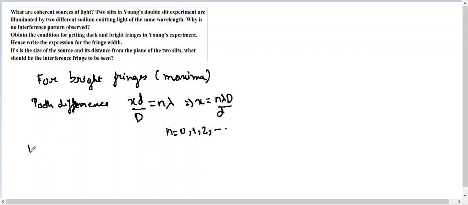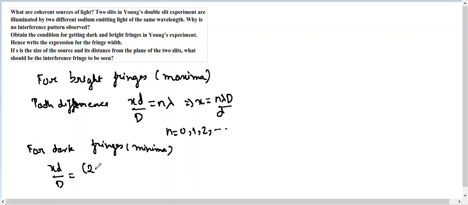Now for dark fringes, which we call minima, the path difference xd by D is given by (2n minus 1) by 2 lambda. That means x is equal to (2n minus 1) by 2 lambda D by d. Okay, so fringe width is the separation between two consecutive bright fringes or dark fringes.